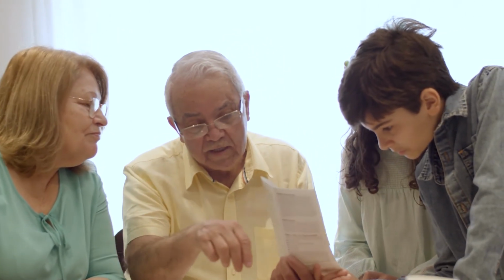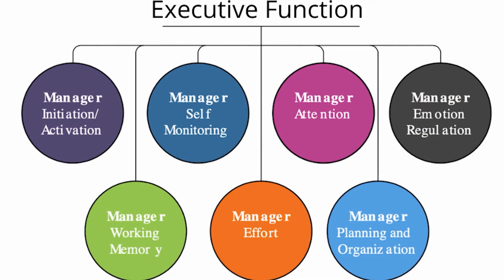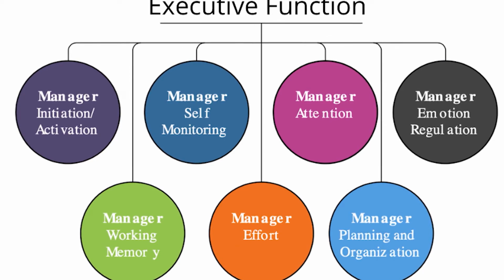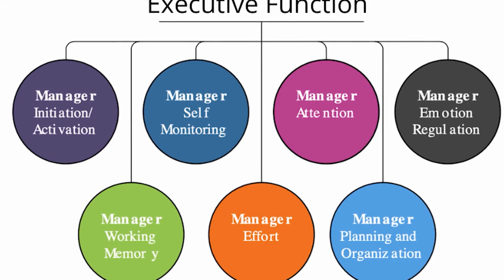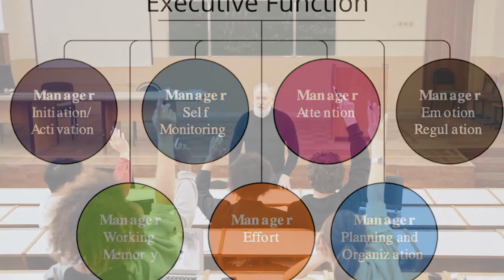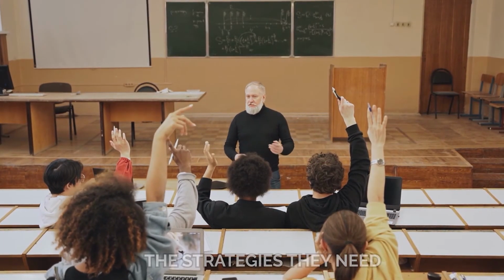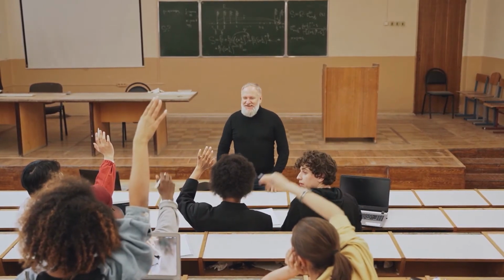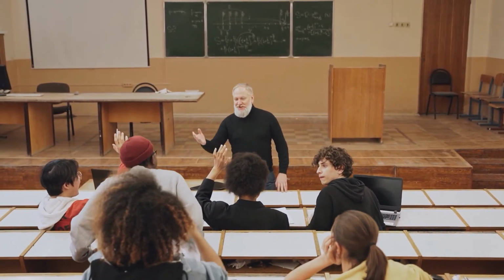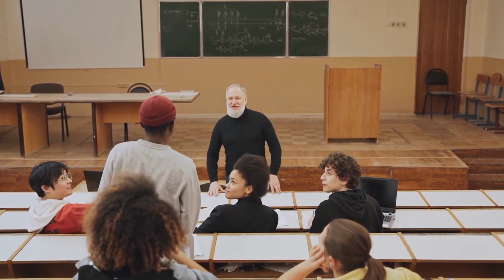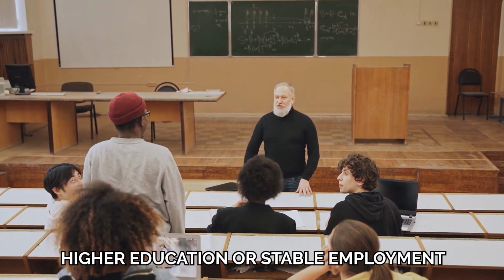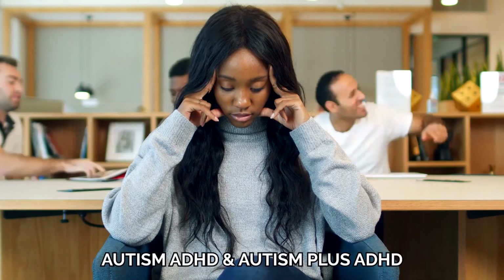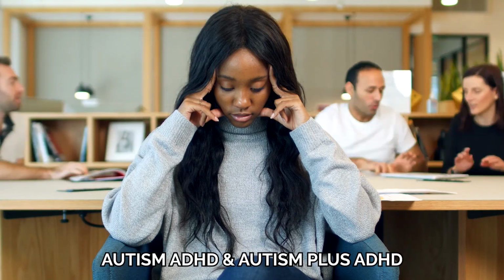However, for our kids with autism and ADHD, who typically experience weaknesses and delays in their executive functioning development, we really need to maintain those supports instead of pulling back on them, as we attempt to teach them the strategies they need to compensate and use their skills. And as children grow older, of course, the stakes grow bigger: think graduation, potential for higher education, or stable employment. Executive functioning challenges are present in autism, ADHD, and autism plus ADHD.